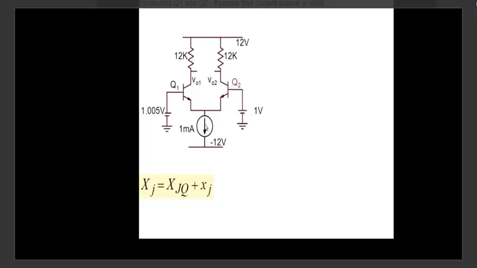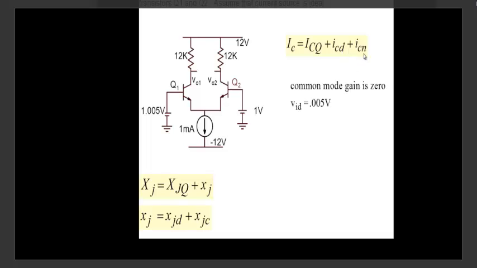Now we know that common mode gain is 0. Because we have an ideal current source, all common mode quantities will be 0, so I don't have to bother about common mode here. So IC would be the bias or quiescent point, the differential mode part, and the common mode part, ICM. Common mode gain is 0, so I don't have to bother about it, though there's a common mode signal here.